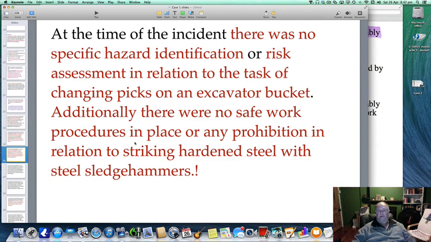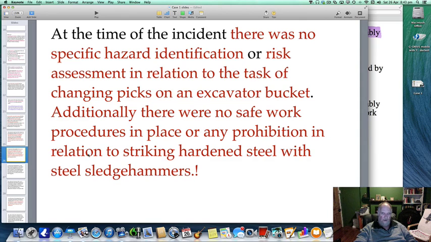This is where you pull your hair out. Risk assessment in relationship to the task of changing picks on an excavator, and that's common. Additionally, there were no safe work procedures in place, or any prohibition in relation to striking hardened steel with a sledgehammer. What do you reckon the judge is going to do with this? Go bang! It's like, you what?